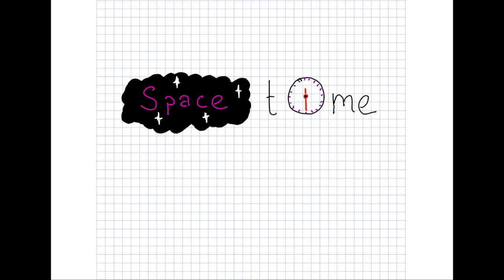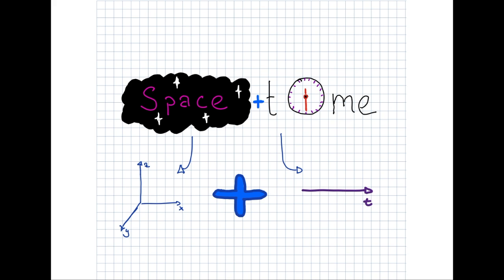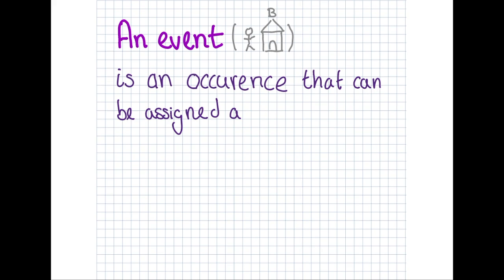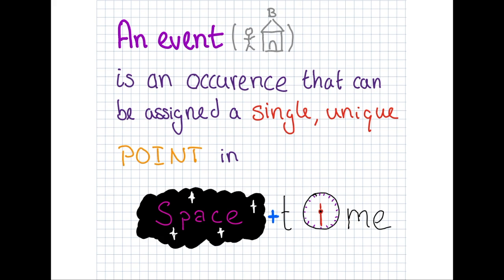This brings us to the concept of space-time. First, we have space, our coordinate system with 3 dimensions. Second, time, one more additional dimension to help us understand when and where events occur. Add these together and we have space-time. Using a clock, the reference frame can measure time, and an event is an occurrence that can be assigned a single point in space-time. Let's visualize this to help you get a better understanding.